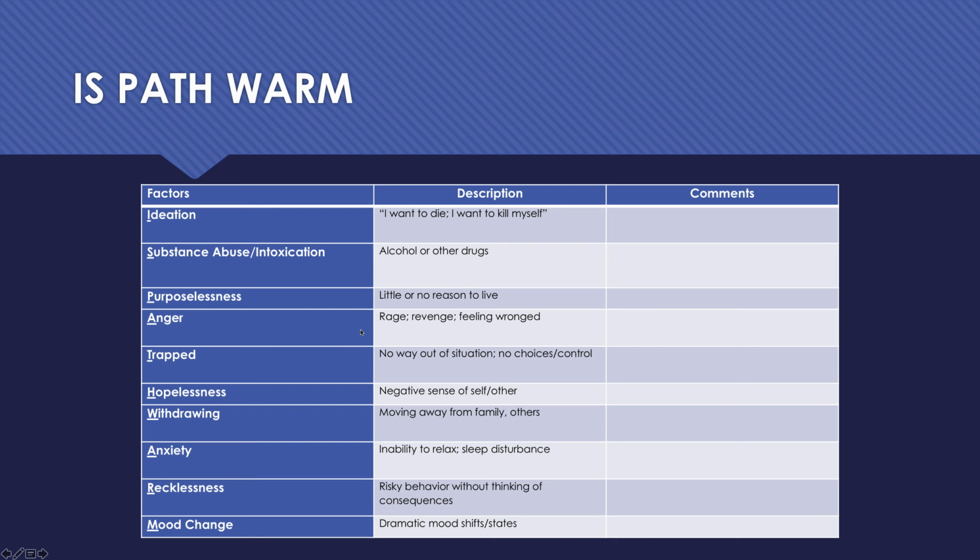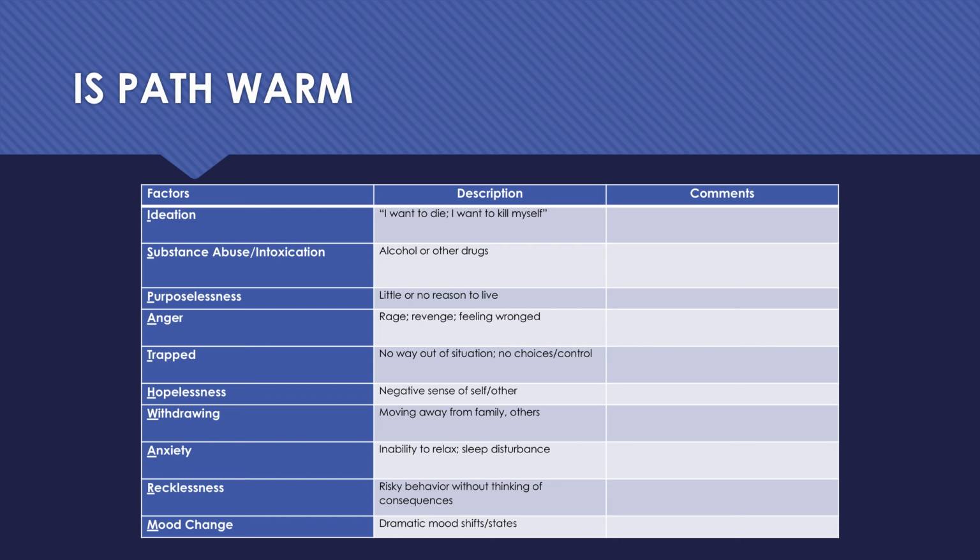Anger, so high levels of rage, they want revenge, right? They'll be sorry when I'm gone. Feeling wronged. Do they feel trapped, like I have no control over the situation? Hopeless, negative sense of self or others, right? What's the point? I can't do anything. It doesn't matter. Are they withdrawing, right? They're pulling away from friends and family.